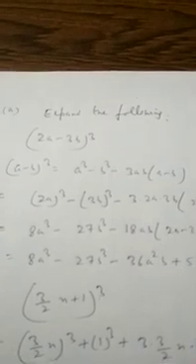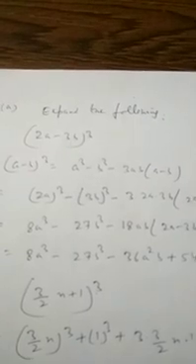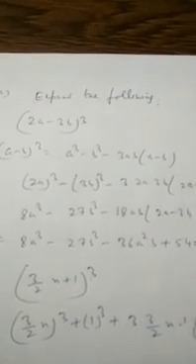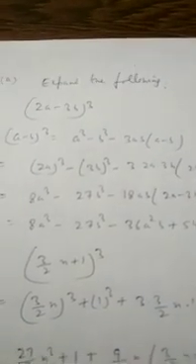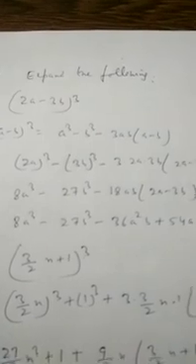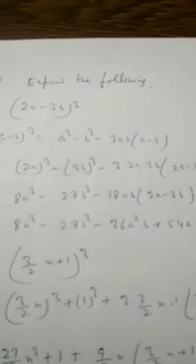Now do some questions based on this. Expand the following: (2a minus 3b) whole cube. If you look at the form, it is in the form (a minus b) whole cube. It will be a cube minus b cube minus 3ab into (a minus b). So a will be replaced by 2a and b will be replaced by 3b. Not minus 3b, it will be only 3b. So (2a) whole cube minus (3b) whole cube minus 3 into 2a into 3b into (2a minus 3b).